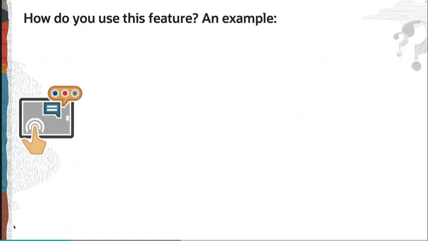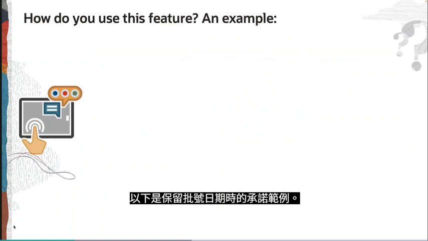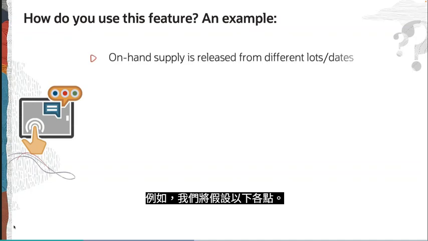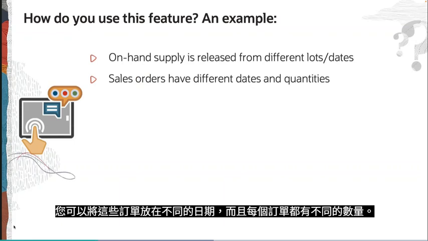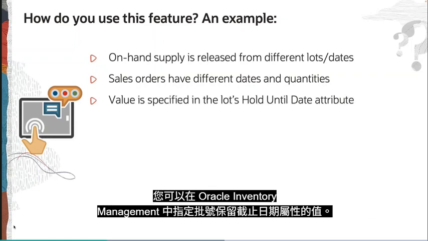Here's an example for promising when you hold the lot's date. For our example, we'll assume the following. You release on-hold supply from different lots on different dates. You place sales orders on different dates, and each order has a different quantity. You specify a value in the lot's hold until date attribute in Oracle Inventory Management.